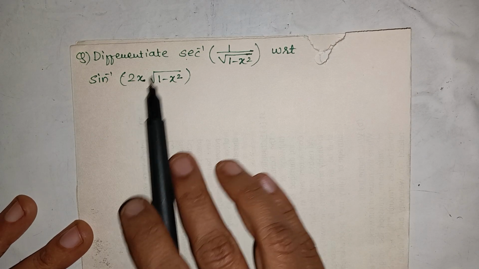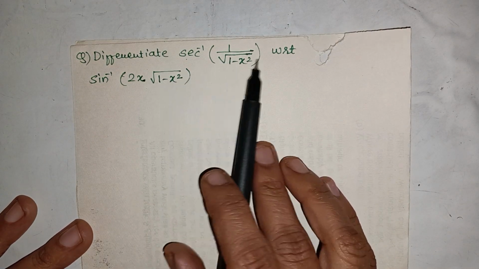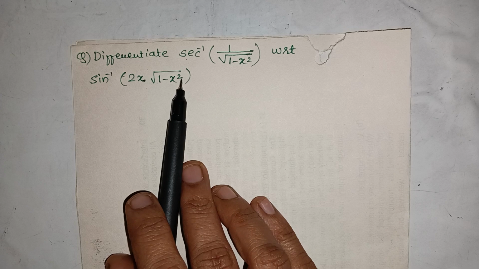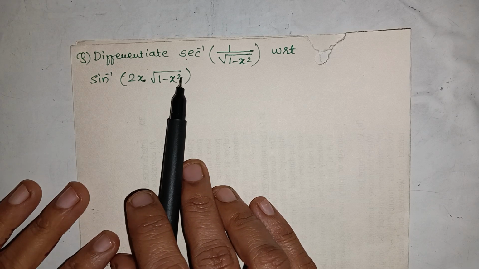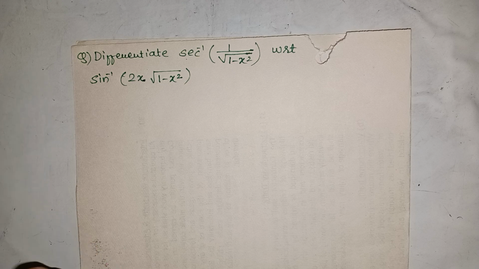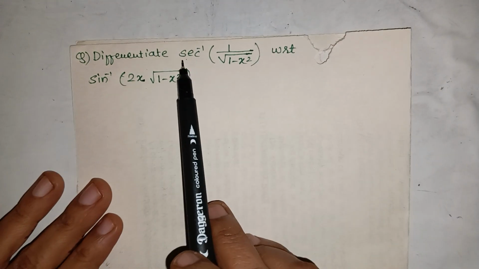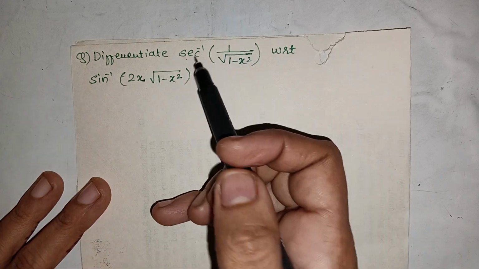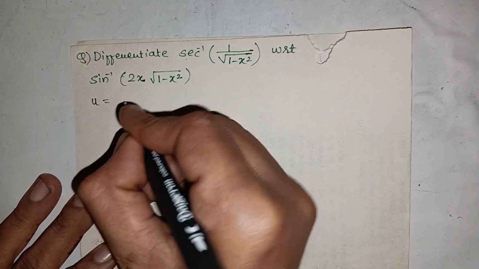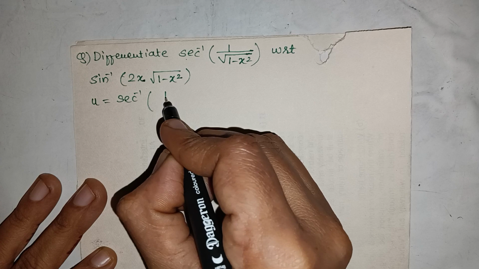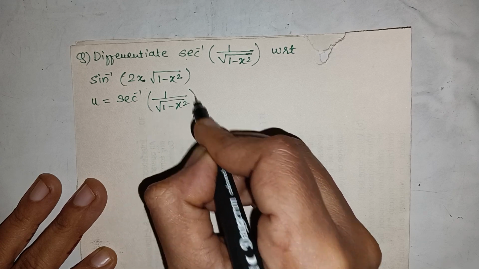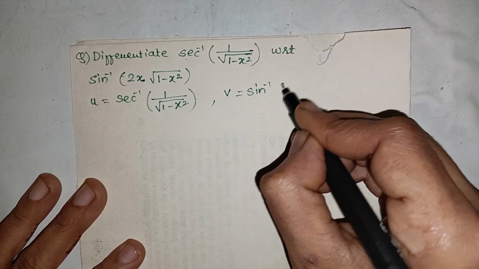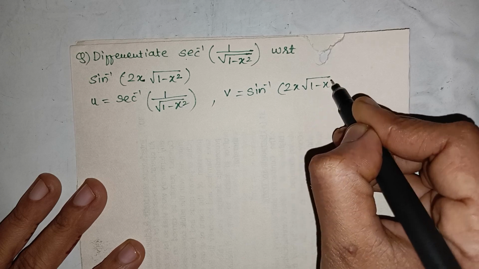Solve this. We have to differentiate sec inverse of 1 upon root of 1 minus x square with respect to sine inverse of 2x root of 1 minus x square. Usually we differentiate y with respect to x, so we take this as y and this as x. But x is already used, so we'll take this term as u, and v as sine inverse of 2x root of 1 minus x square.